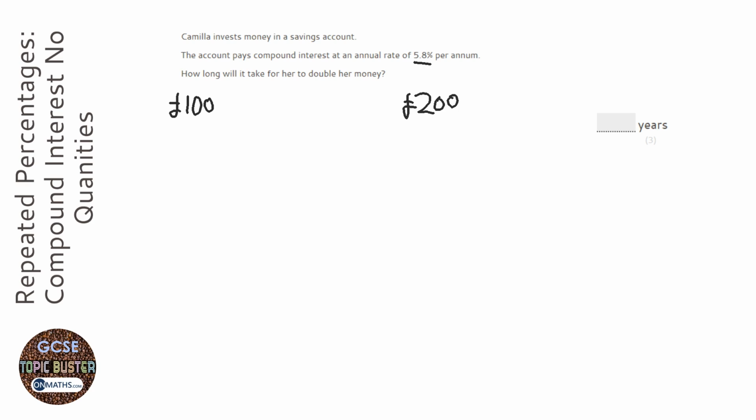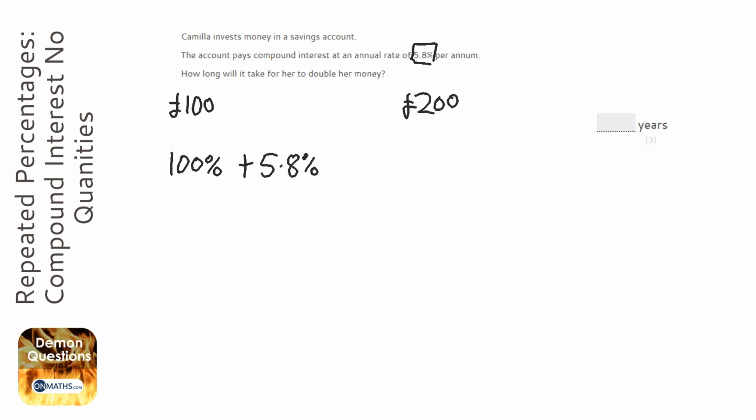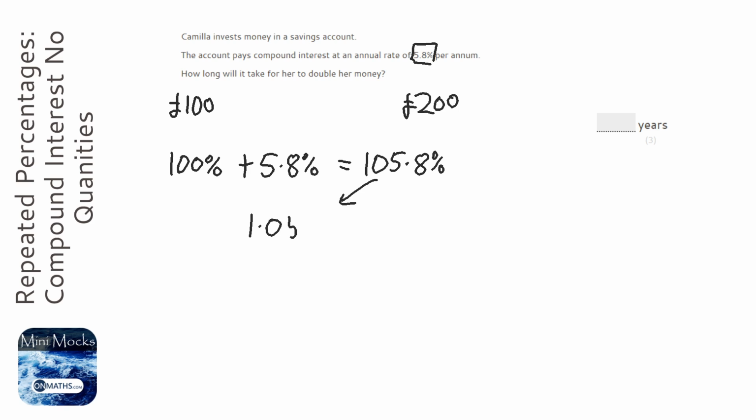So how are you going to do that? Well, first of all, you've got to convert this percentage into a multiplier. We're going to start off with 100%. Compound interest is money you get, so it's going to increase by 5.8%. So that means that we're going to end up with 105.8%. To make that a multiplier, you just divide it by 100, so it's 1.058. So that is our multiplier.